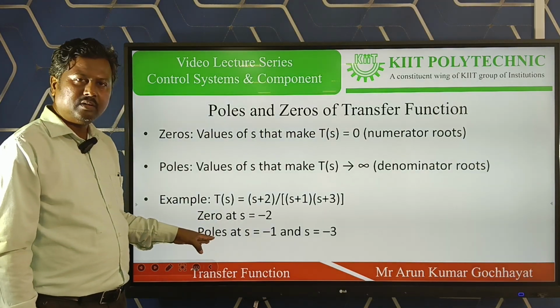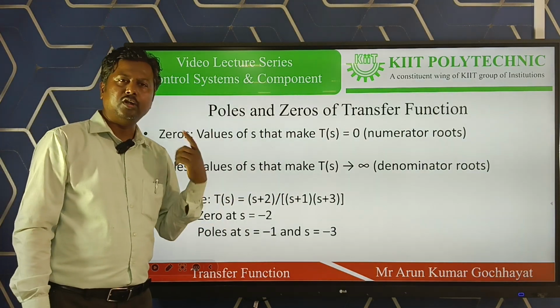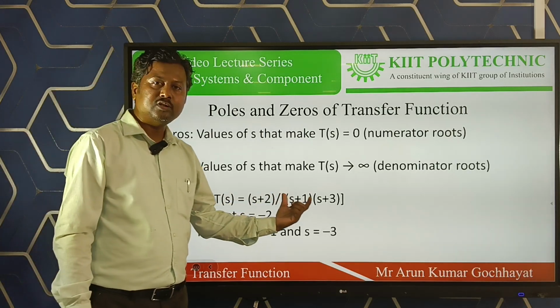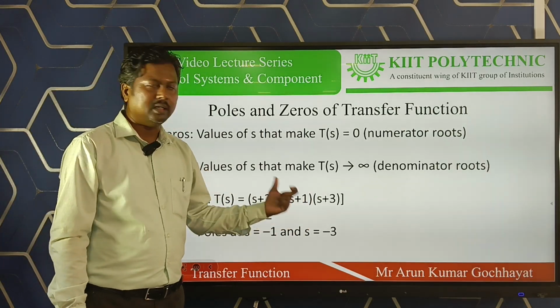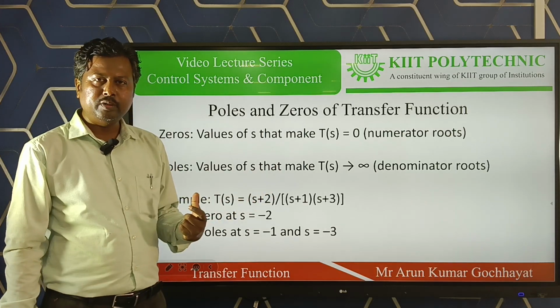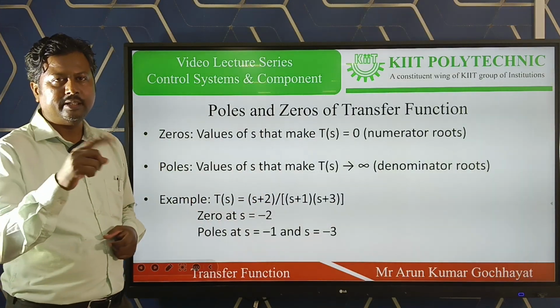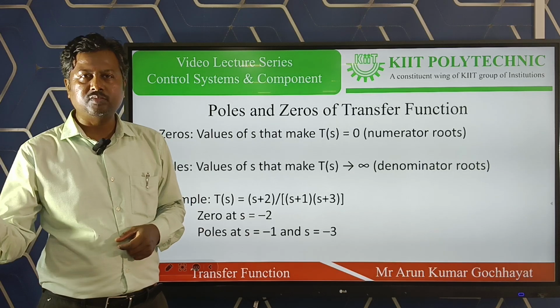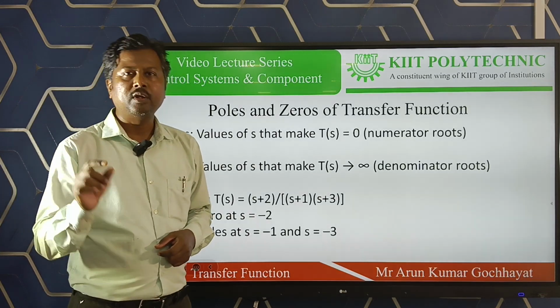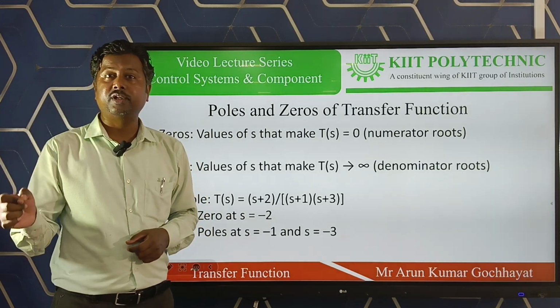Similarly, to find out poles, we need to take the denominator part. Here the denominator part has two terms, one is s plus 1, the other is s plus 3. If I take the denominator part and equalize that to 0, then (s plus 1) into (s plus 3) becomes 0. That means s plus 1 is equal to 0 or s plus 3 is equal to 0.